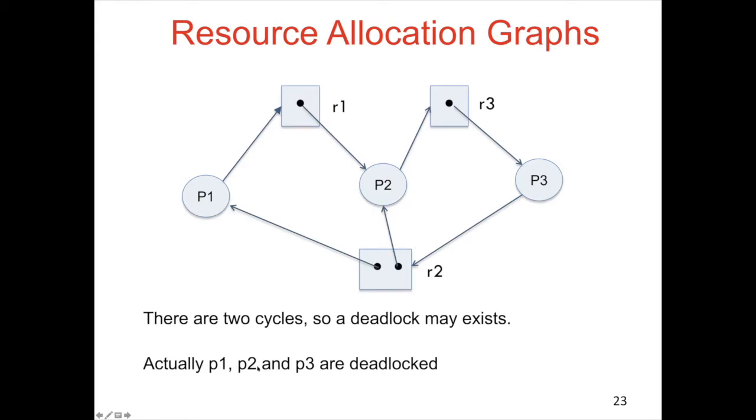In fact, P1, P2, and P3 are deadlocked because process P2 cannot continue because it is waiting for R3, which is assigned to P3, but P3 is waiting for R2. We have two instances of the resource, but they are allocated to processes, and P1 is not able to continue, P2 is not able to continue, so none of the processes are able to continue. There's a deadlock in the system.